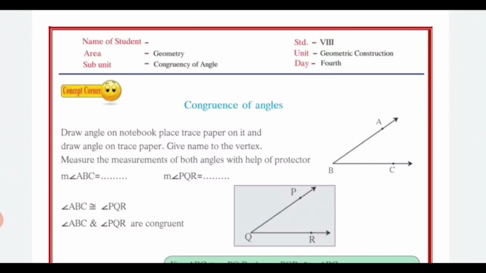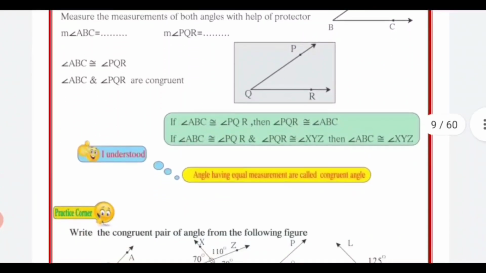You can see angle ABC is congruent with angle PQR. You have to measure their measures, and with the help of protractor write their measure. What is the measure of angle ABC and what is the measure of angle PQR. After measuring it with the protractor, you will get to know that these two angles have equal measures, and that's why they are congruent with each other. So we all know angles having equal measurements are called congruent angles.